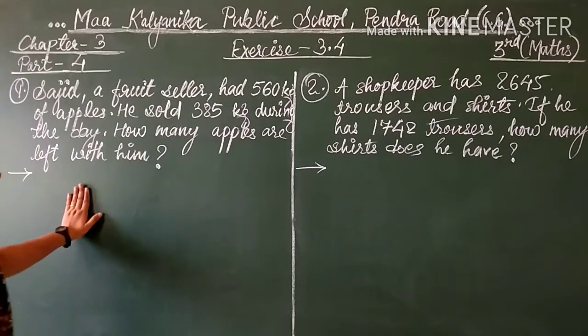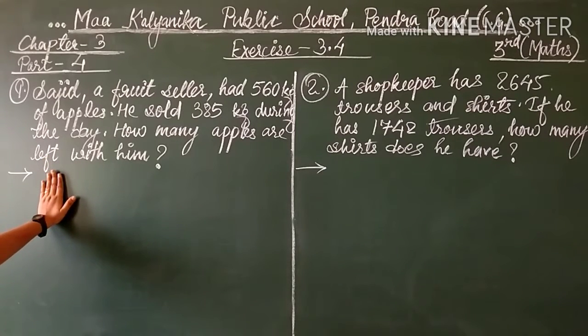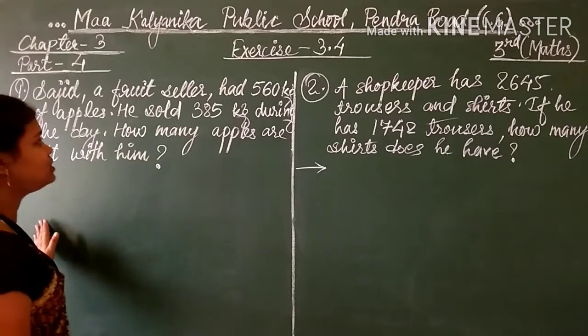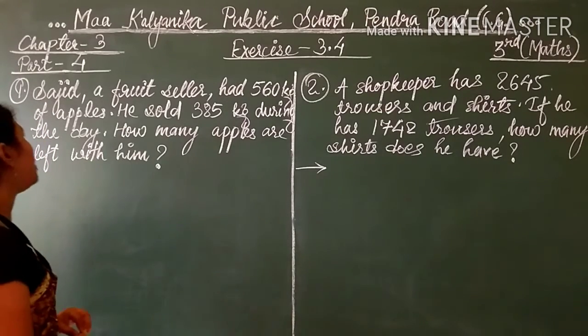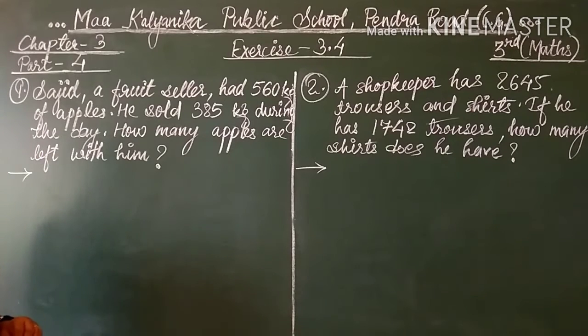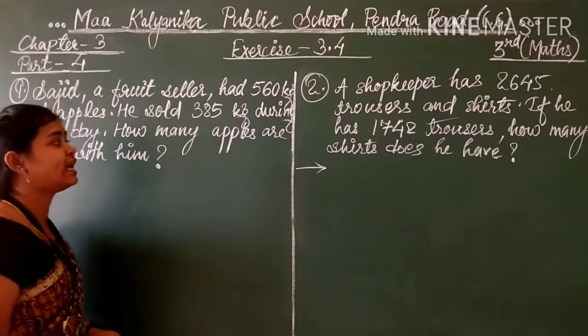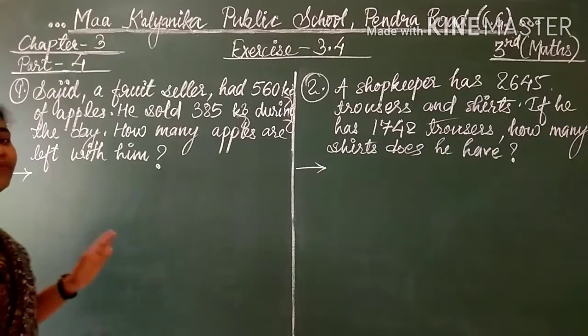So students, see here in question number 1 of exercise 3.4, the question is: Sajid, a fruit seller, had 560 kg of apples. I am reading the question, then I will explain it to you. The next thing written is, he sold 385 kg during the day. How many apples are left with him?